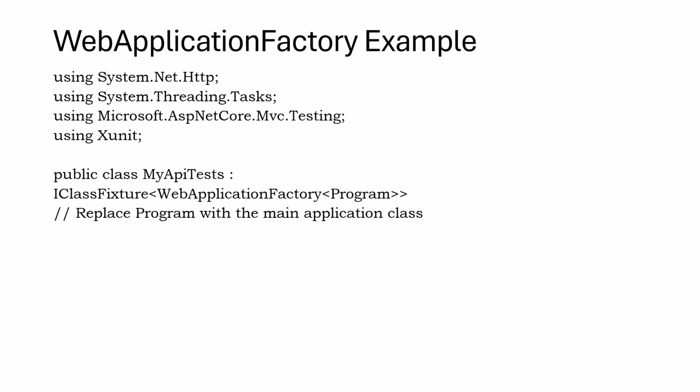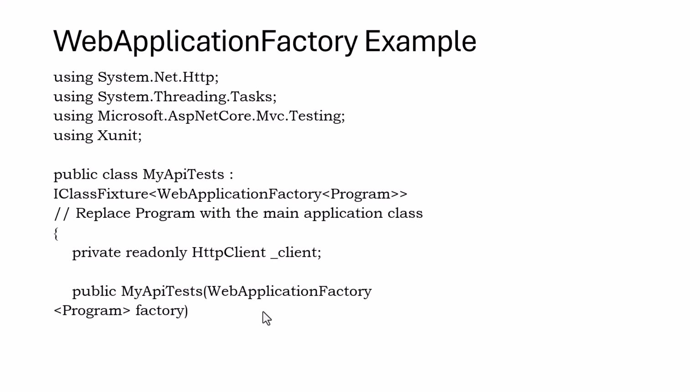For this lecture, I've created another demo project which I have run through initially. I will create a public class myAPI_test, which is a child class of IClassFixture. This is the interface with WebApplicationFactory of Program, and this is the code: a private readonly variable HttpClient _client, and a public myAPI_test constructor with dependency injection. That client will be initialized by calling the CreateClient method of the factory object.